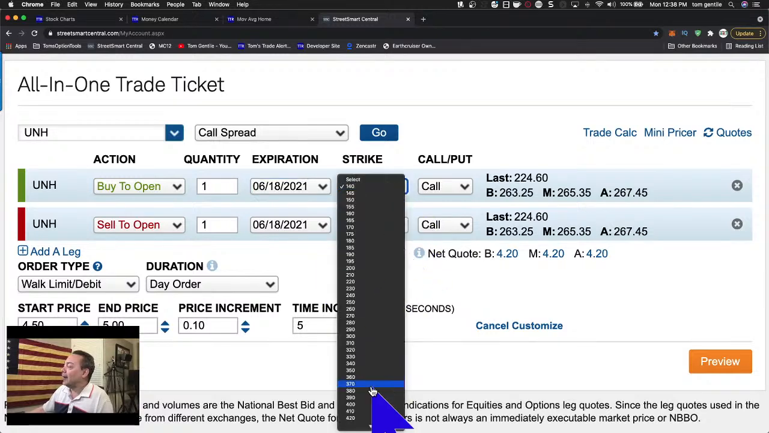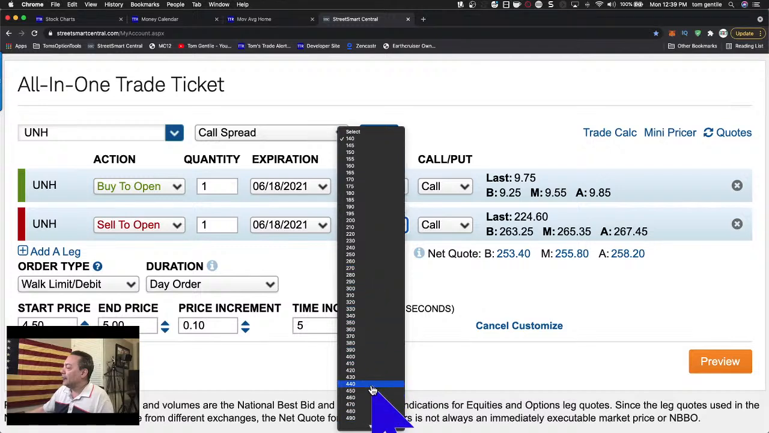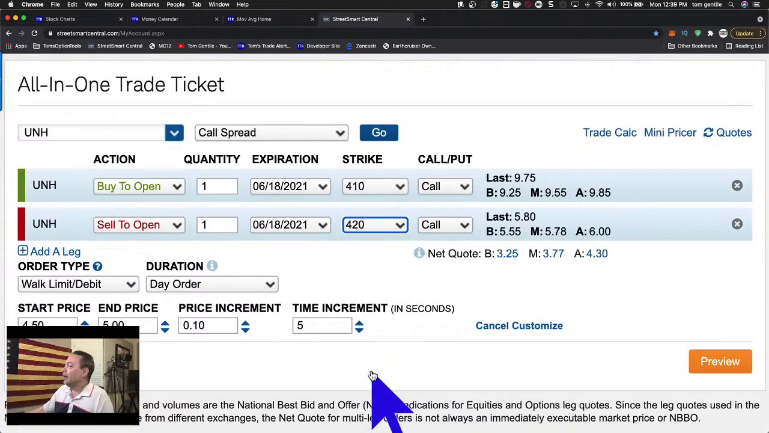I need to change the strikes now. With the strikes, they go a little differently. All right, I'm going to have to ratchet myself up to the 410, 420, because they don't have 5-point strikes on UNH that expire on the third Friday.